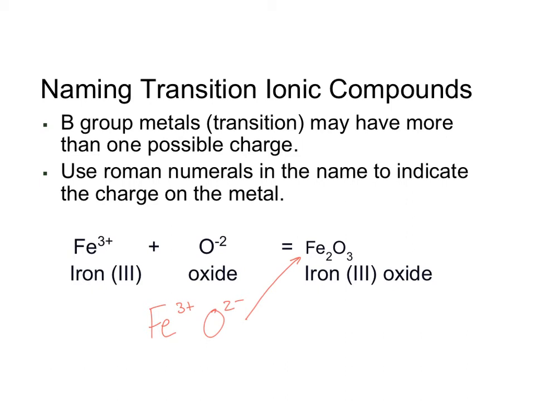Remember, part of the idea here is to be able to go back and forth between the names and the formulas. And so if, for instance, you were told that you had iron(II) oxide, that would tell you that you're dealing with iron with a 2+ charge. And your oxygen still has its 2-, giving us a resulting formula of FeO in this case for iron(II) oxide.